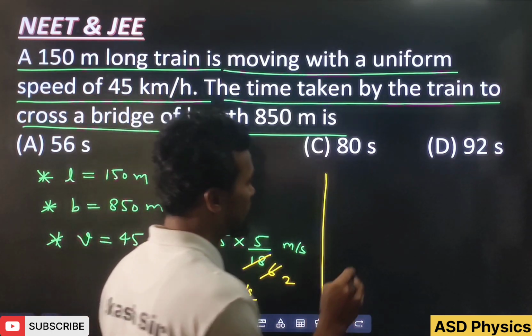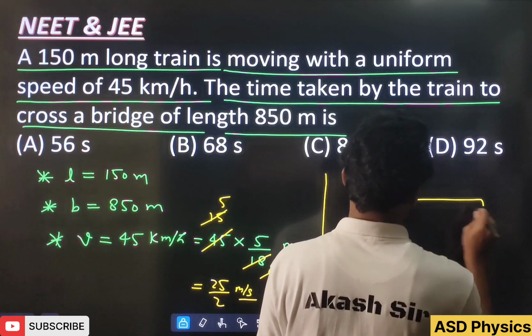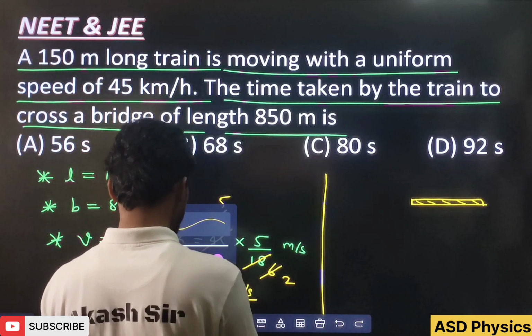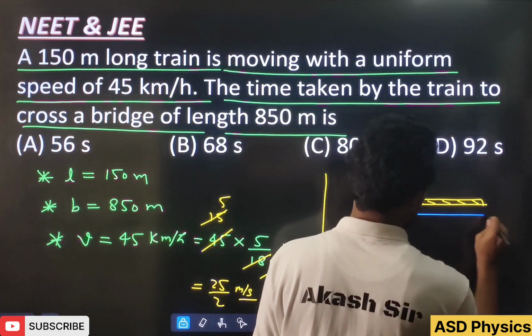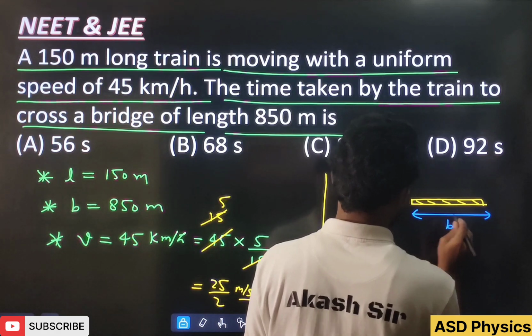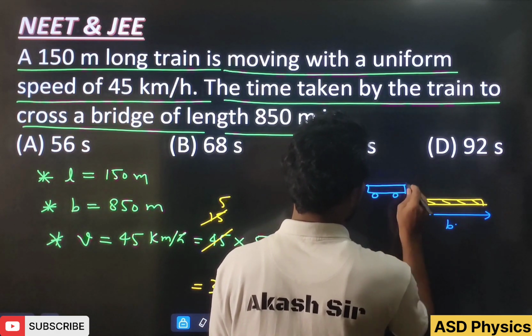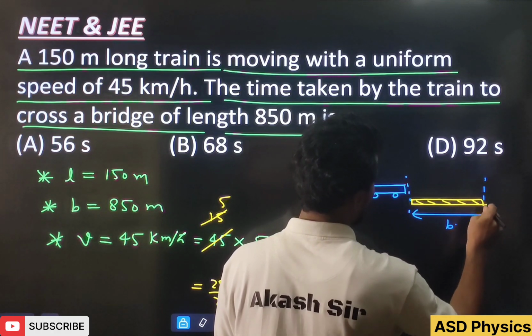Now remember one more thing, students. Let's take for example, this is the bridge. The length of this bridge is B. And one train is there. This train is coming, and this train is going to cross the bridge.